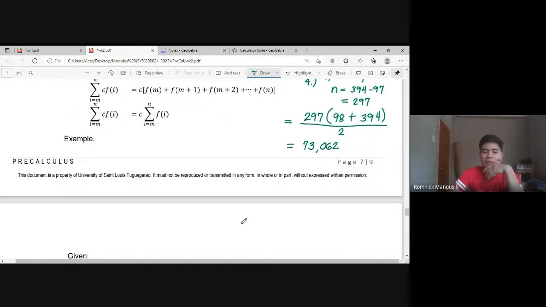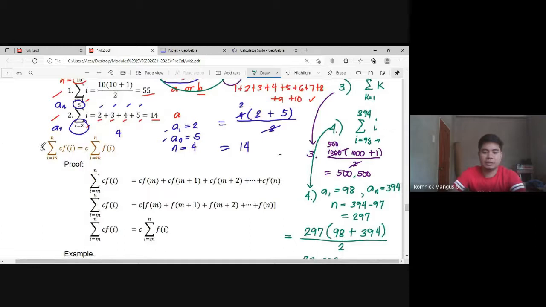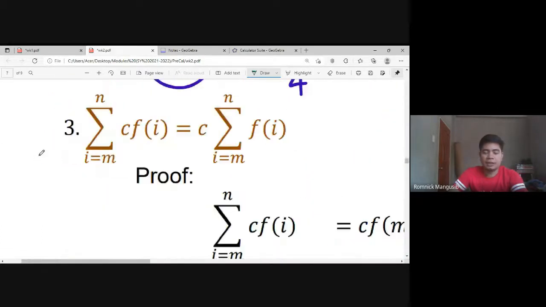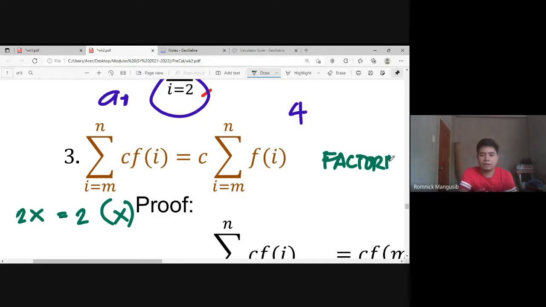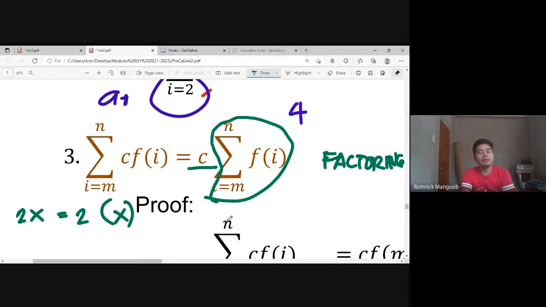The next example that we need to understand is yung relasyon, ang relasyon ng constant C to a certain function. Kapag nagkaroon ng isang constant, a product, katulad nito, 2x, pwede mong ihiwalay ang 2 and x. So factoring ito. This is all about factoring, class. You have to bring out C to be able to perform the operation of the summation. Pag nakuha mo na yung buong total of the summation, that's the time for you to multiply that to the constant C.